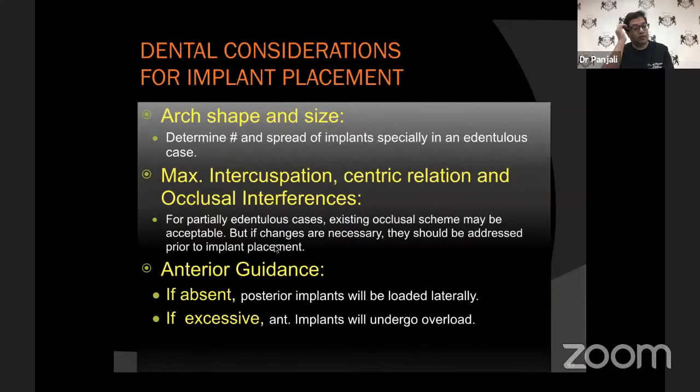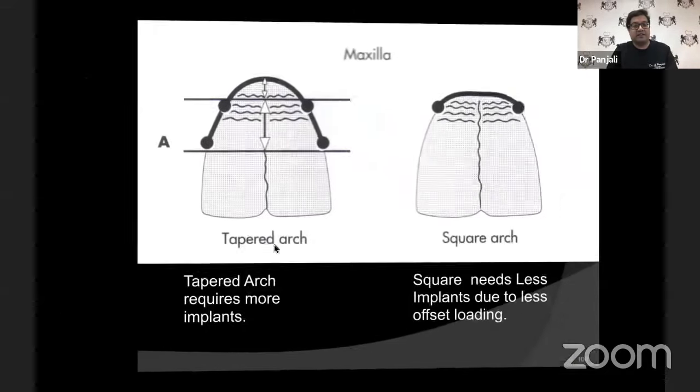So now when you have a patient sitting in the chair, you're going to do a physical examination. And the first thing that you look at is the arch shape. What is the size? What is the occlusion like? Is the patient good with maximum intercuspation? Is there a good anterior guidance present? Because all these things will affect the prosthesis on the implant.